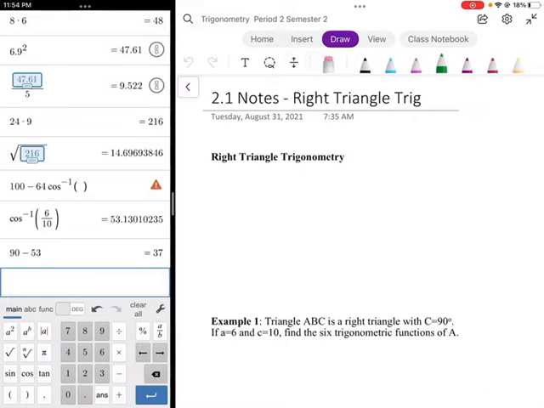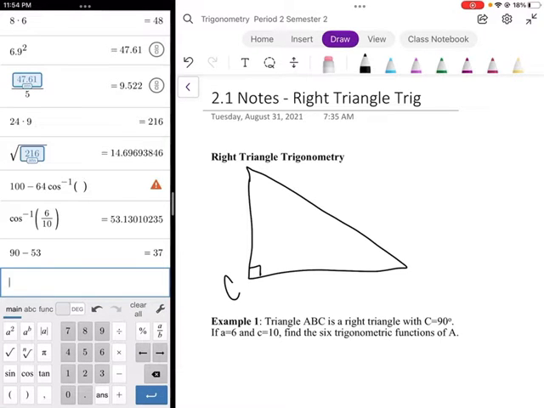Section 2.1 is on right triangle trig. So for a right triangle, normally we are going to be naming it triangle ABC. And C is always going to be the right angle.